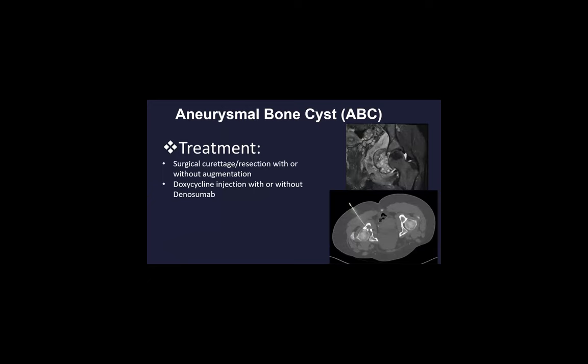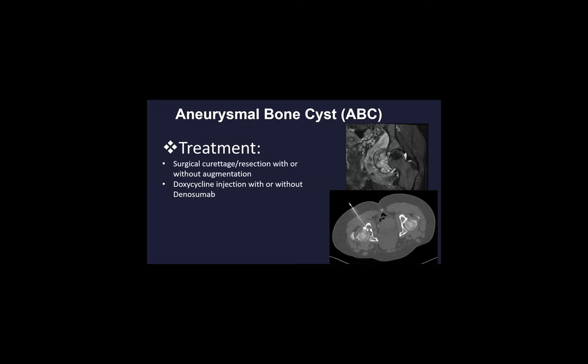In terms of treatment, these can either be curettaged or resected. And in terms of the treatment, I don't know, Dr. Ilison, you know more about this than I do. Traditional treatment was surgical curettage and resection, with or without augmentation. But in recent years, doxycycline injection became popular, with or without denosumab, particularly in the areas where it's difficult to operate.